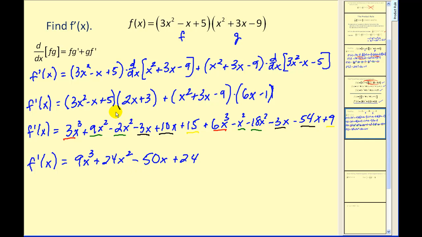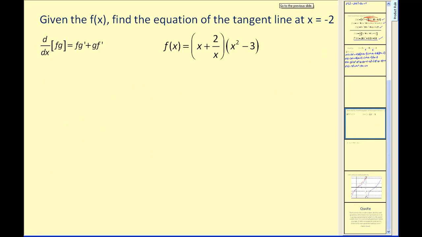So as you can see, there's a lot of algebra in finding these derivatives, and of course if you miss one sign, it's going to throw everything off and it's going to be very difficult to go back and find your error. So you have to be extremely careful, and if you do so, you'll be rewarded. Let's take a look at one last problem.